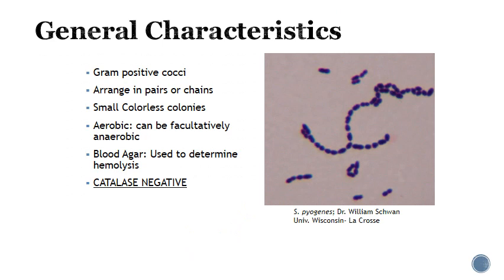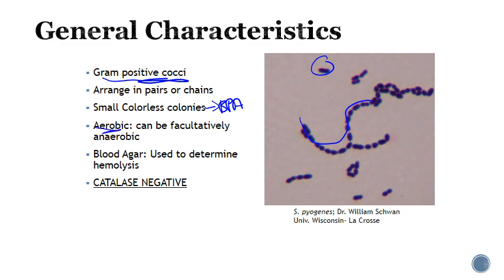Okay, so group B strep, Streptococcus agalactiae, it's the only species in the group B strep. We've talked about strep before. Strep in general are just these gram-positive cocci, right? And they tend to arrange themselves in pairs or chains, as I'm showing here. If you grow them on blood agar plates, they'll appear as small, colorless colonies.